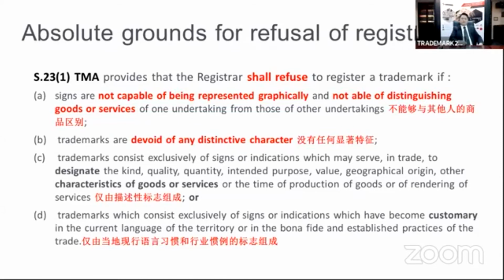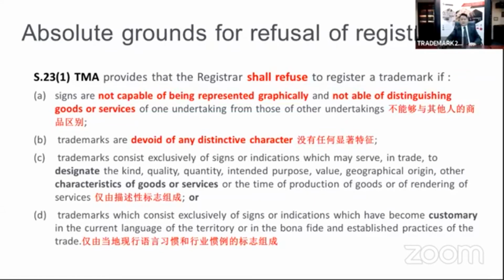Number two, the trademark is devoid of any distinctive character. When we talk about distinctive, it means what features will make people recognize your trademark? When people look at your trademark, they see, oh, this is your trademark. This is called distinctive. In other words, if your trademark does not have the ability to distinguish goods or services, then Section 23 will step in, and the registrar will tell you, I'm sorry, I couldn't allow registration for your trademark because it lacks distinctiveness.